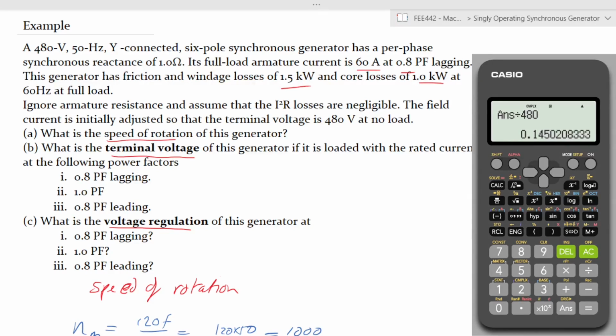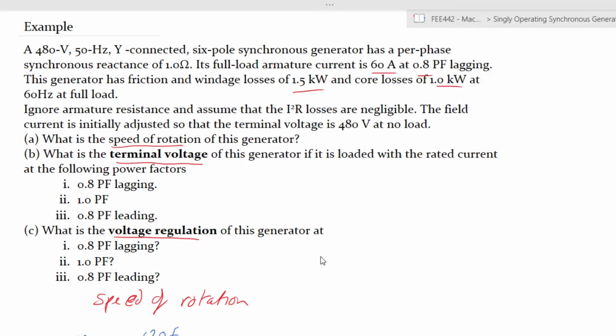Excuse me, sir. For the unity power factor in this question, do we still take the armature current to be 60 amps? Yeah, just take it to be 60 amps. Same as for the leading. You take the armature current as 60, but the power factor is what you change. So at unity, it will be 60 at unity, and then at the third one, it will be 60 amps at 0.8 power factor leading. Okay, thank you.